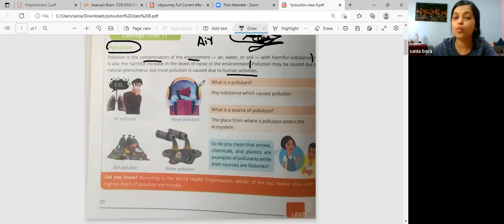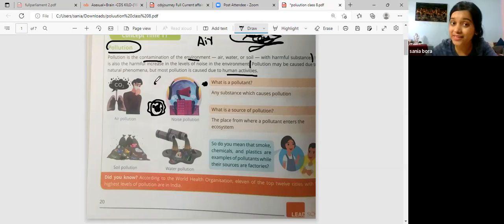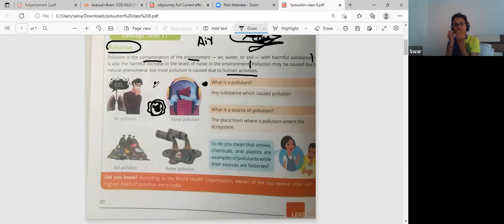Okay. Now, ma'am, what is a pollutant? Any substance which causes pollution is known as a pollutant. For example, if air is being polluted, what is polluting the environment of air? Those substances are known as pollutants. The object which is polluting the air, that object is known as a pollutant.